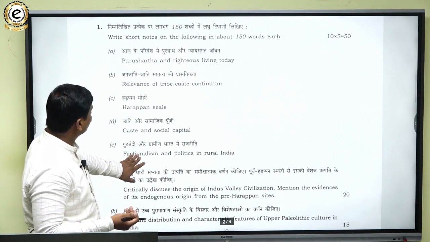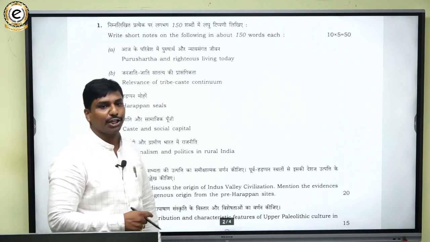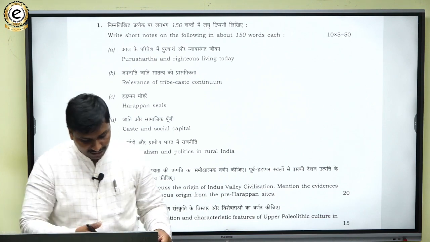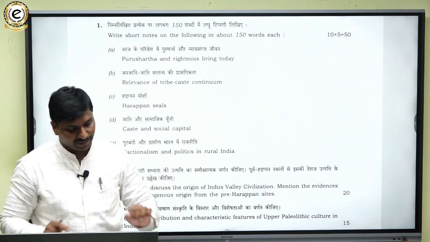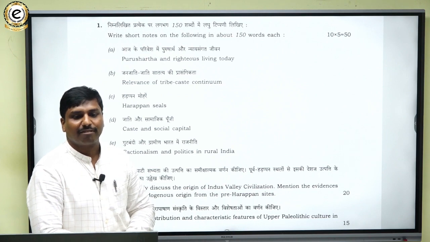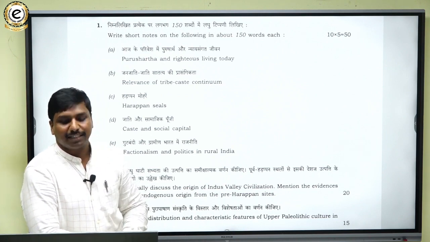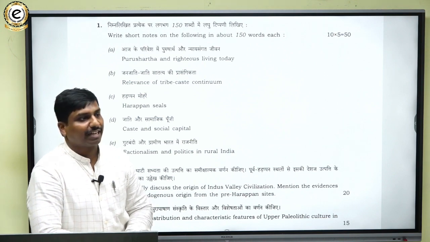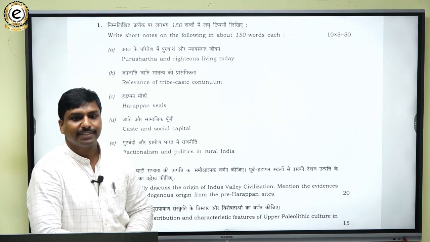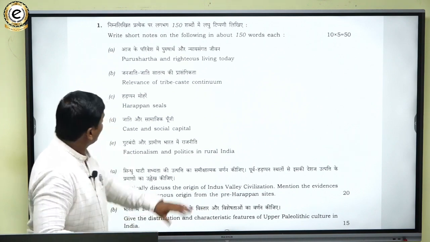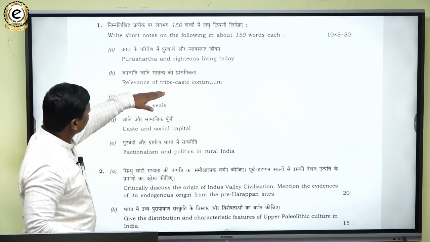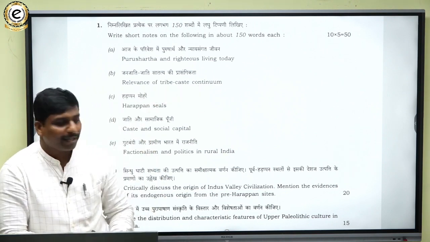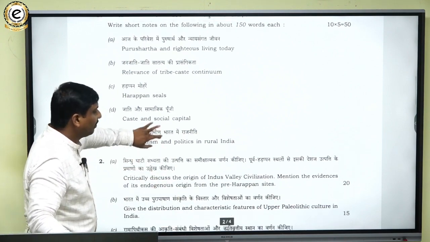Other things would be like this: relevance of tribe caste continuum. Simply, this topic is also directly there. Look at class number 70, and at the end point of class number 70, tribe caste continuum. Can you see? The question is this only, relevance of tribe caste continuum. They have simply added one word, that's all. All others also, if you look, would be like that only.